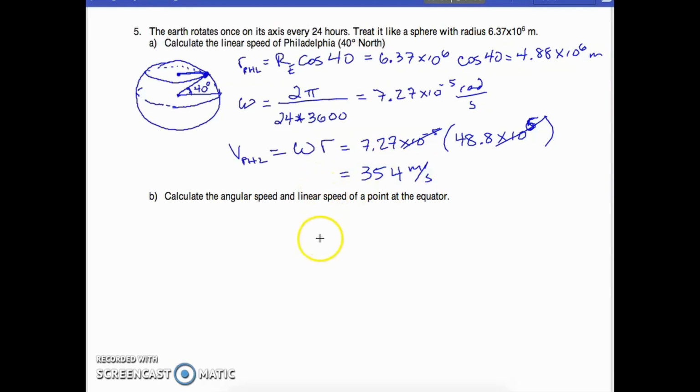meters per second. Now, if we're on the equator, we don't need this cosine of 40. What we have is the 6.37. So the linear speed at the equator is the same angular speed as Philadelphia has, but times the radius of the Earth. And that gets us, using those two numbers, 463 meters per second.